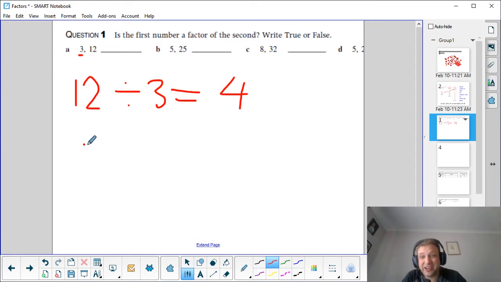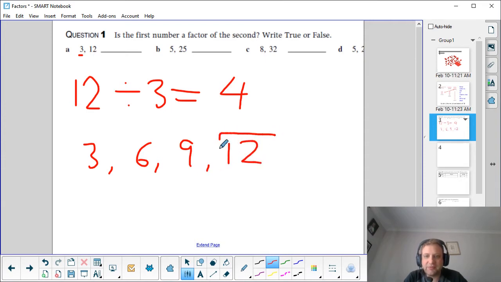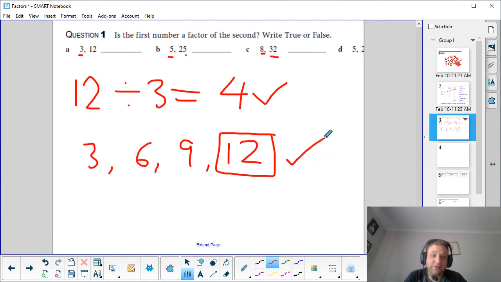Another thing you could do is count by threes. And I do manage to get the number there, right? Or if you know your times tables, you'll just see whether this number goes into that number. So we went 12 divided by 3. We got a whole number answer. Tick. We also counted by threes. We got 12. Big tick. So that means this is true. It is true that 3 is a factor of 12. And you'll be able to finish that question by doing more of the same.